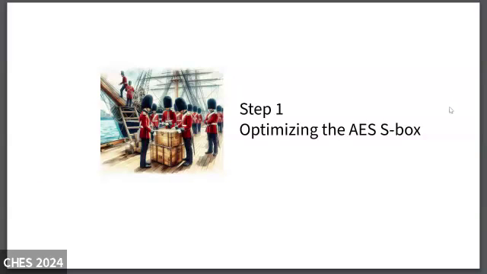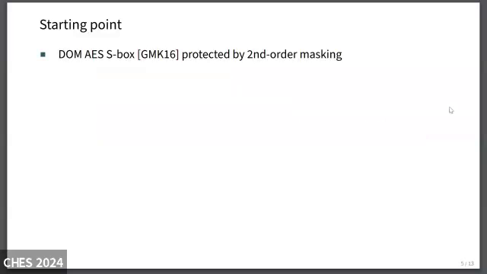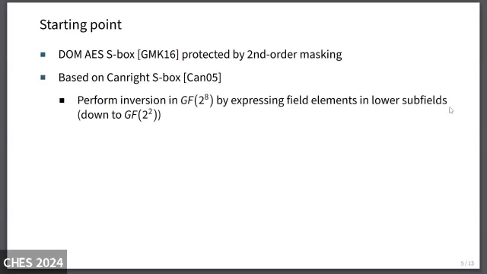So let's start with the first step. How did we actually optimize the AES SBox? The starting point was the DOM AES SBox protected by second-order masking. And that is based on a Canright construction, which means that you do the inversion in the finite field of 2 to the power of 8 in lower subfields because the multiplications there are easier.